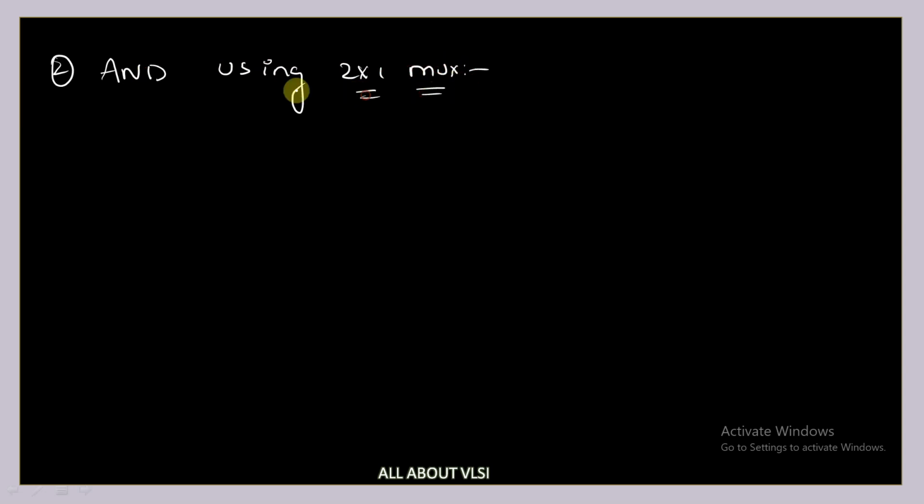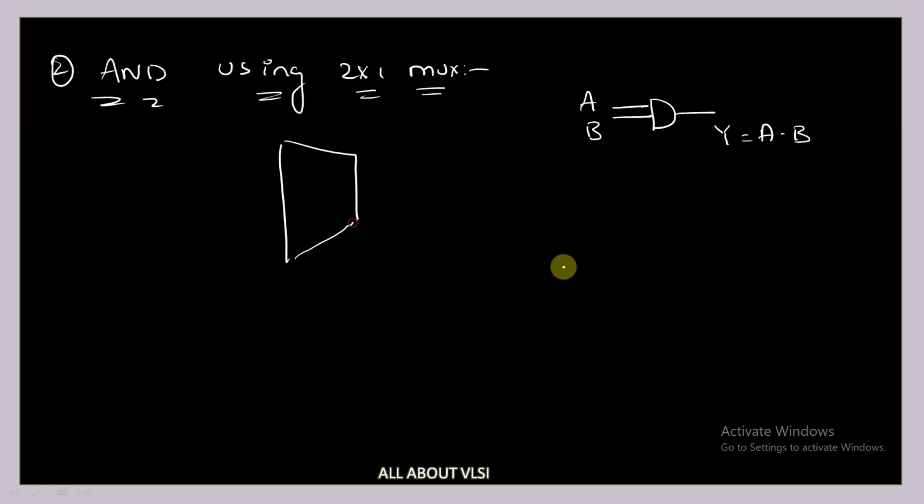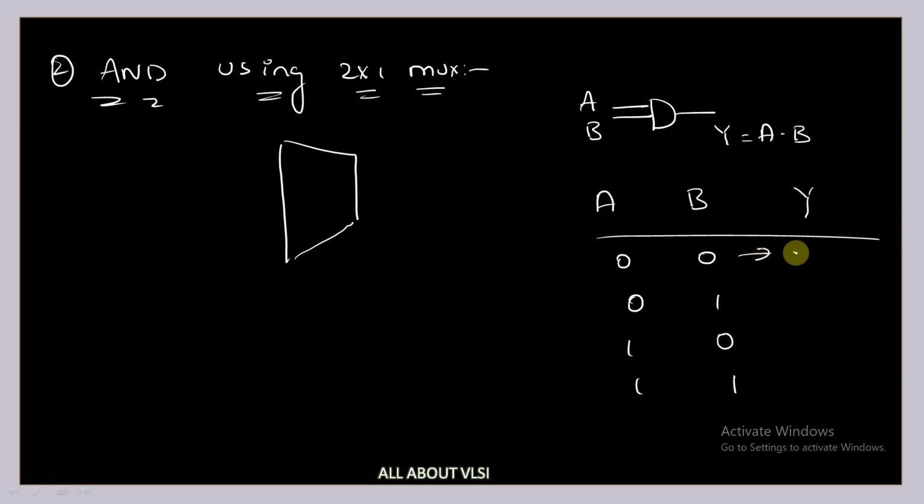So how to build this AND gate using a 2 cross 1 mux? Again, I am following approach 2, where this AND gate has two inputs A and B, and your output Y is equal to A dot B. So this is your AND gate now. I'm basically drawing the truth table of A, B, Y: 0 0, 0 1, 1 0, and 1 1. The output is 0 0 0 and 1.